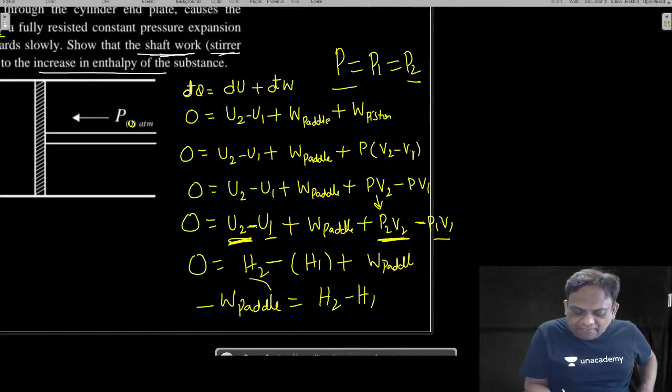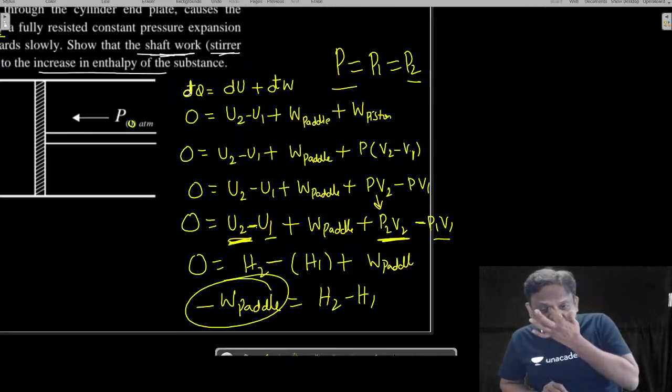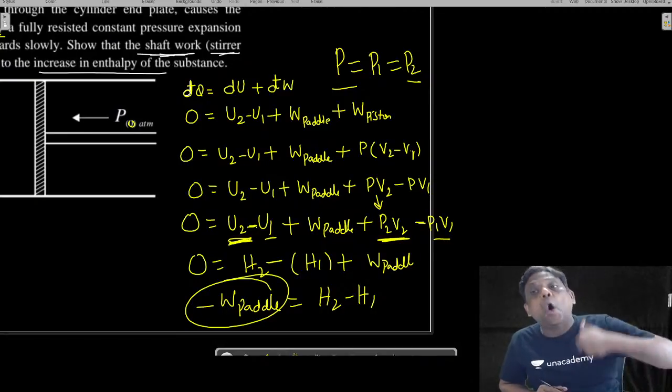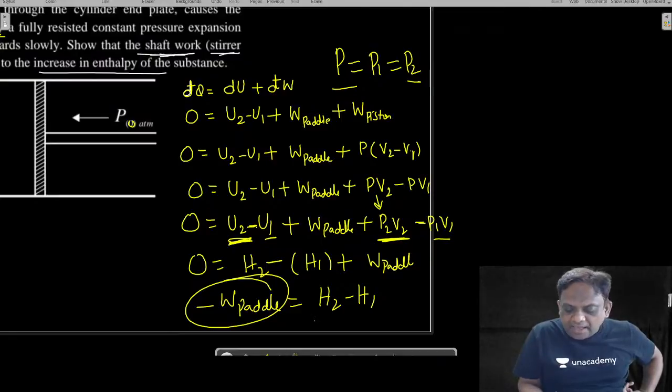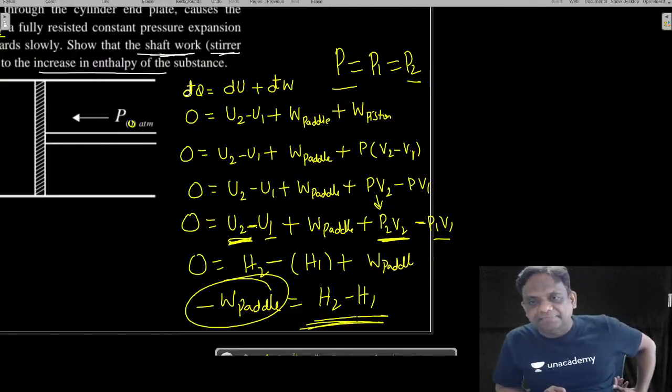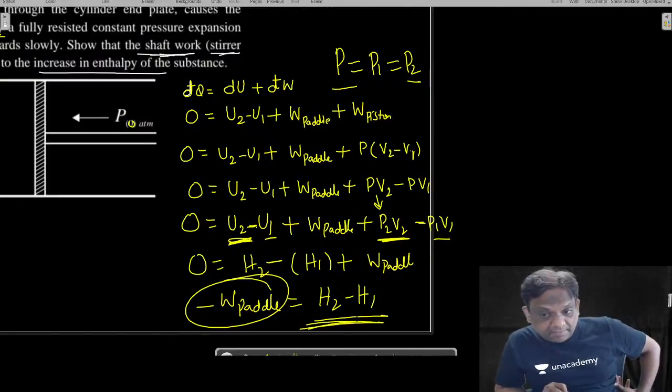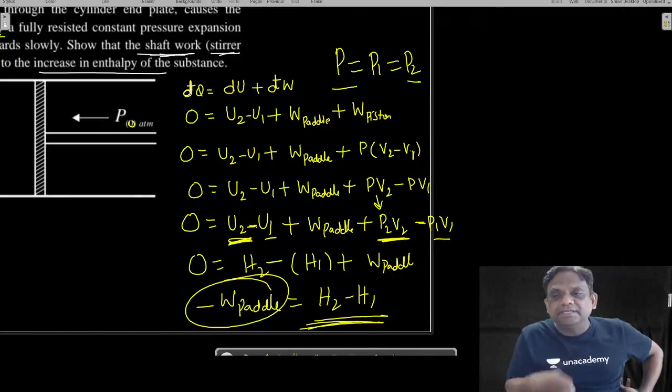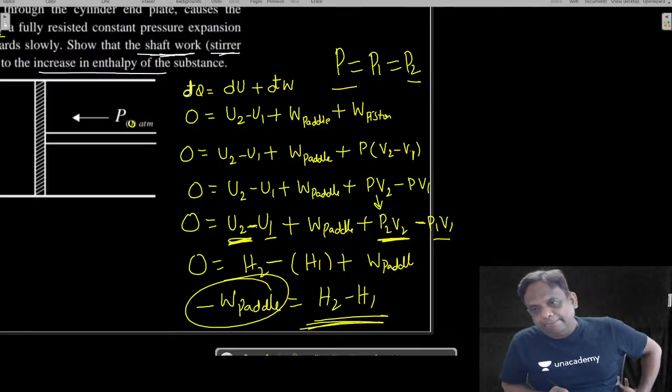Can you tell me the meaning of negative work? Means it is done on the system, paddle wheel. यही तो पूछ रहा है. And that is equal to change in enthalpy. Is it clear, my dear students? Negative sign shows work input. He is asking about the paddle wheel work only.